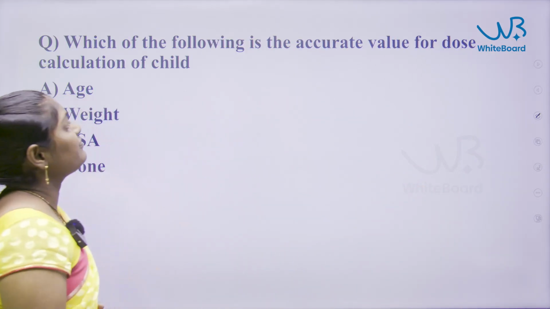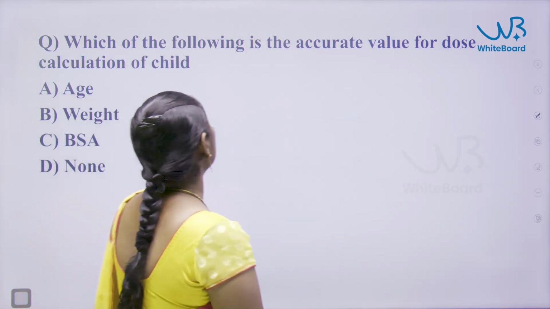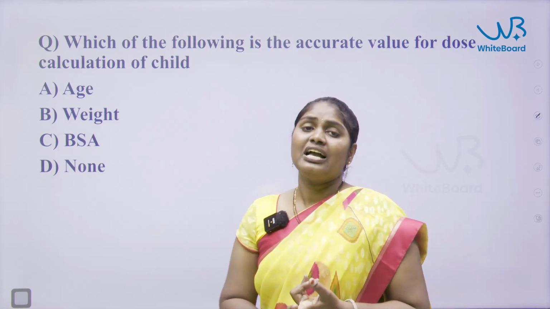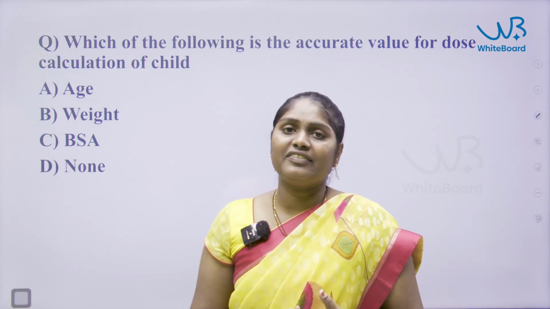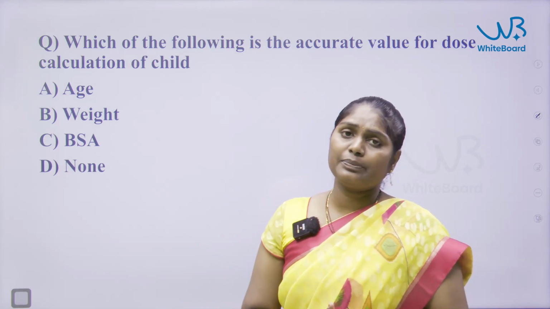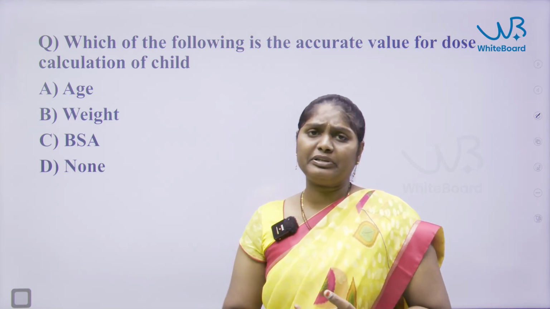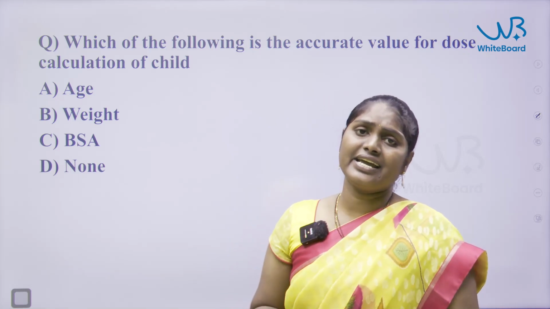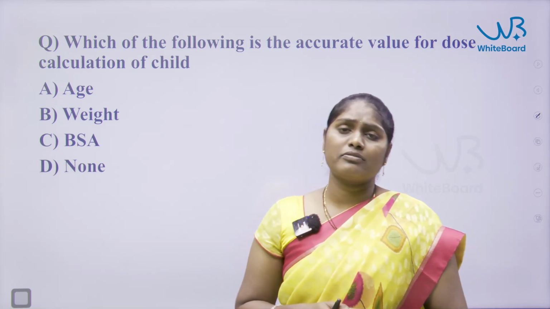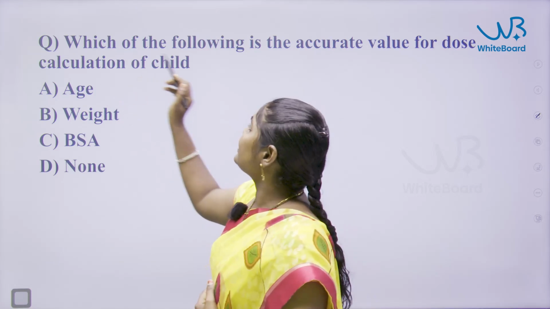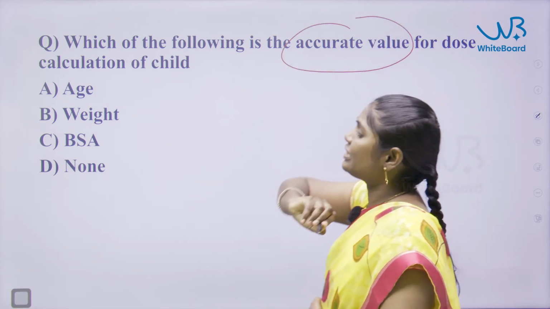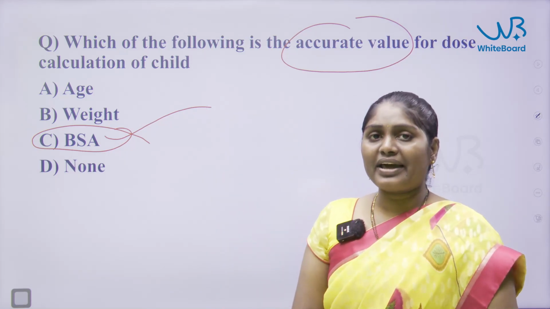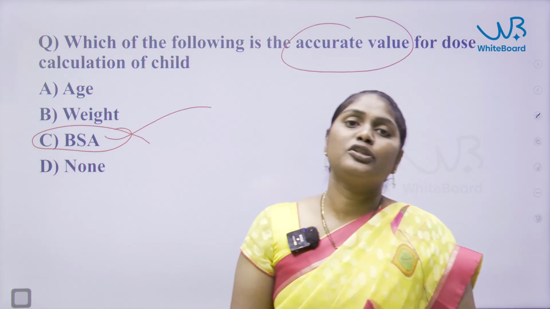So the next one is, which of the following is the accurate value for dose calculations of a child? We have seen so many limitations. In age, we have seen a limitation, geriatric patients. In weight, we have seen a limitation: in other countries, children's weight is so high, more than 100 kgs, and at that time Clark's formula is not applicable. So which is the accurate one, without any limitations? The body surface area is the only correct option to calculate the doses.